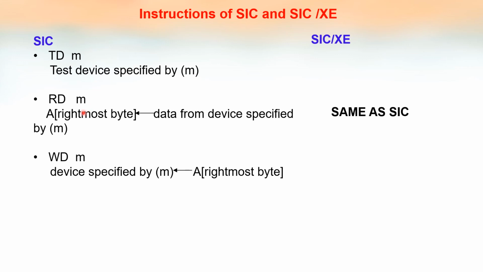Reading from a device, for example, input devices can be a keyboard. Reading from that device, it will be read in 8 bits, that is 1 byte. This is moved to the rightmost 8 bits of the accumulator. WD does the reverse process. That is, the rightmost 8 bits of the accumulator is moved back to the device specified by M, which is the output device.